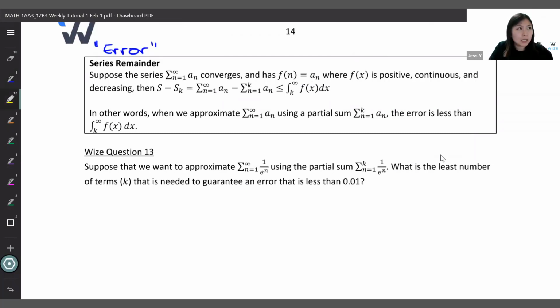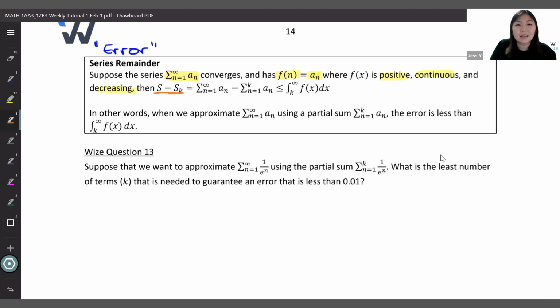Suppose we have some series, a_n, and it converges. So I'm telling you, when you add up a1, a2, a3, a4, and so on, it converges to some number. And you know that f(n) equals a_n. So I can rewrite my function f(x) to equal my terms, just like we did in the last example, where f(x) is a positive, continuous, and decreasing function. Then this is what it says.